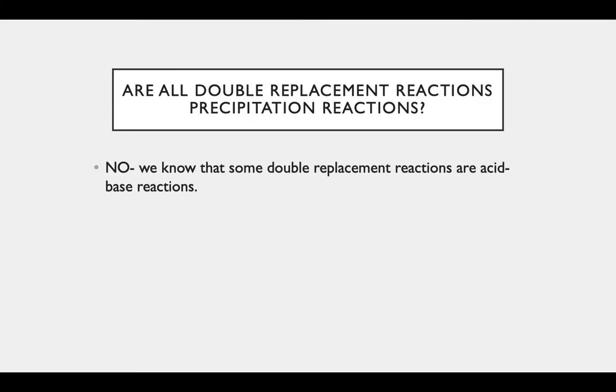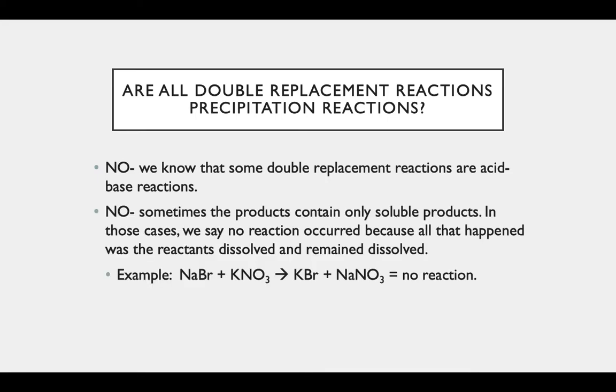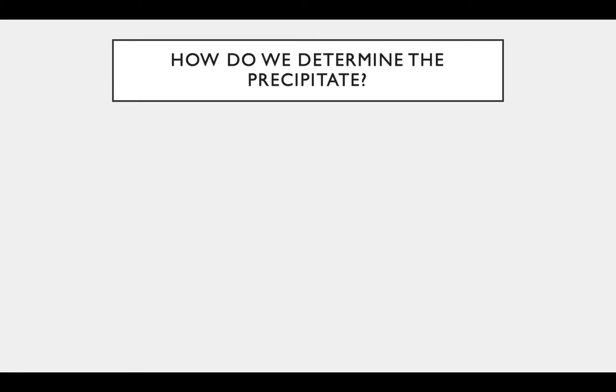So are all double replacement reactions precipitation reactions? No. We know that along with precipitation reactions, acid-base reactions are also double replacement reactions. No solids form during an acid-base reaction. Sometimes those products are soluble, both of them. So in that case, we really say that no reaction occurred because all we did was put some dissolved stuff in water and it stayed dissolved. It's sort of like if you mixed sugar water and salt water. No reaction occurs, everything's just dissolved in water.